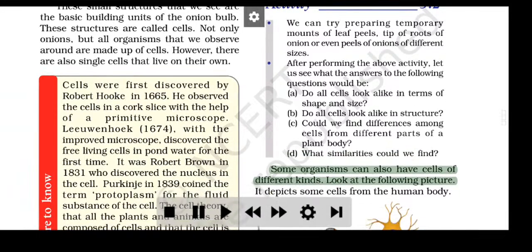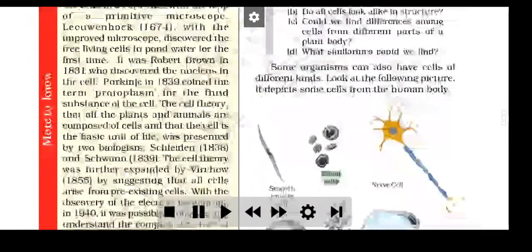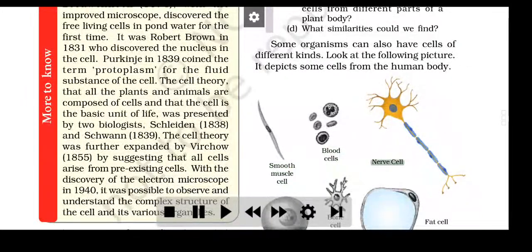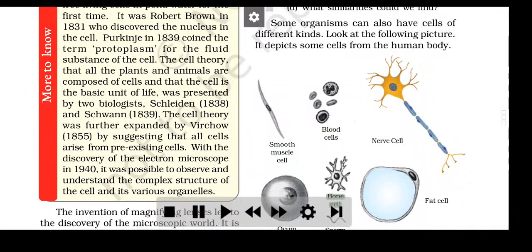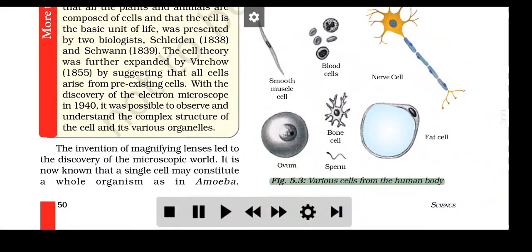Some organisms can also have cells of different kinds. Look at the following picture. It depicts some cells from the human body: blood cells, smooth muscle cell, nerve cell, bone cell, fat cell, ovum, sperm. Fig. 5.3: Various cells from the human body.